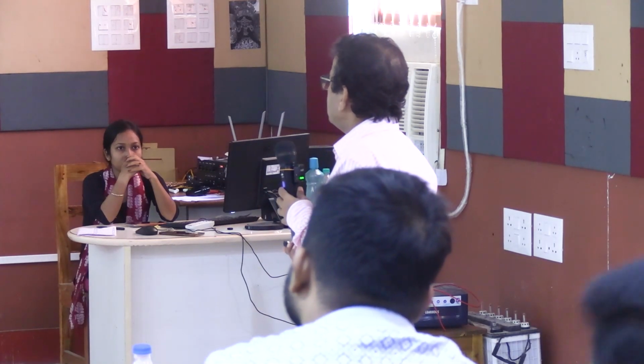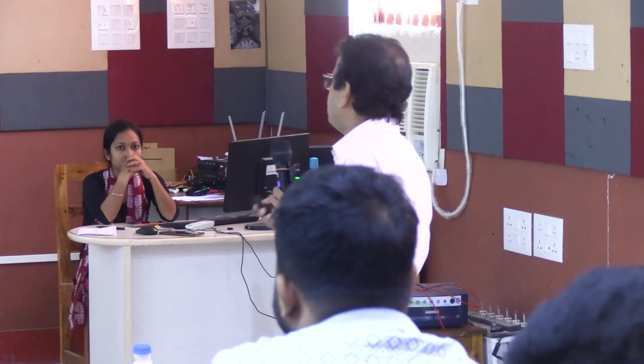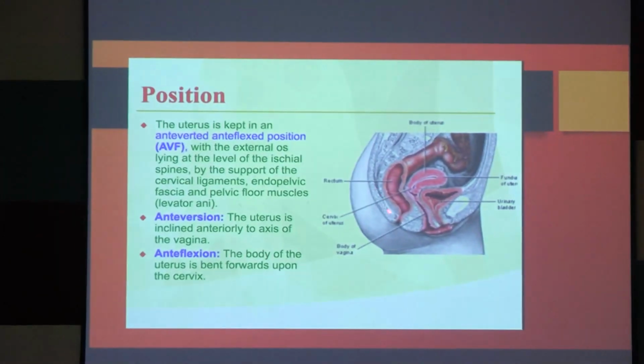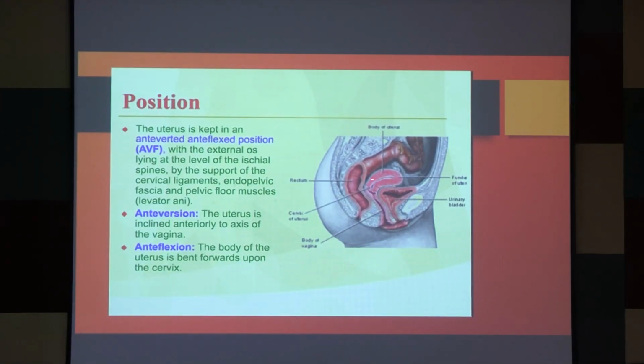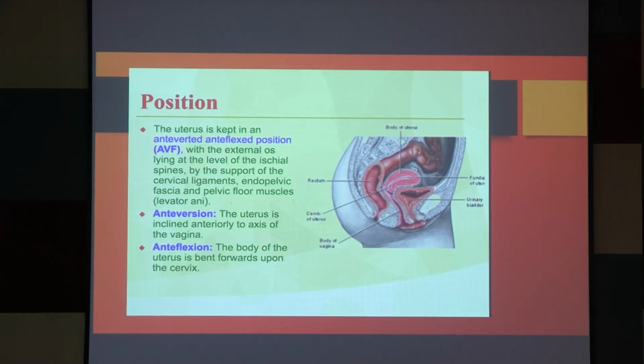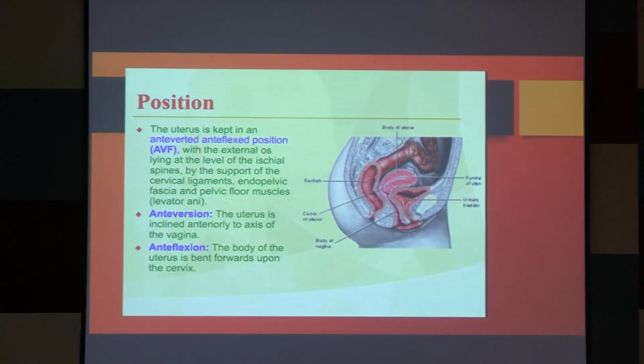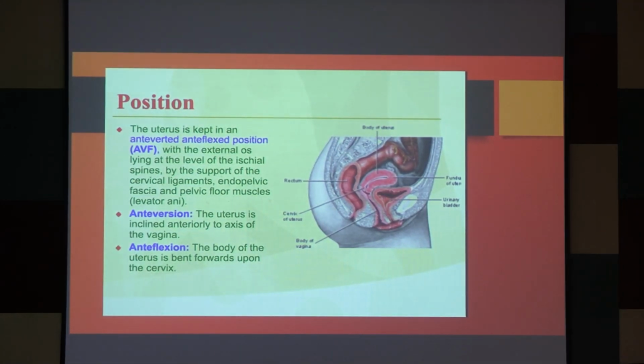Anteflexion is the angle between the body and the cervix. So this is anteflexed. If it is anteflexed, and you try to pass an instrument, you will not be able to pass it straight, because you have to curve it. If it is acutely anteflexed, you can easily perforate the posterior wall of the uterus while passing the uterine sound. So whether it is anteflexed or retroflexed, you have to know before doing any operation. Otherwise you can face that accident.